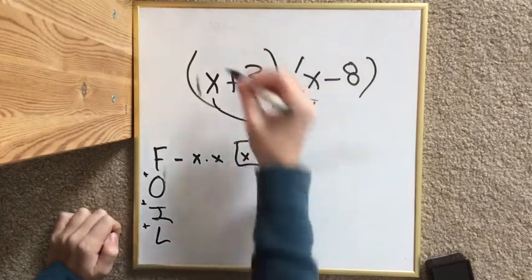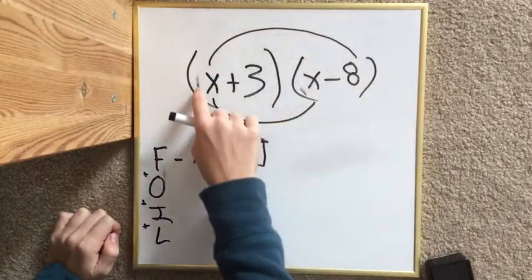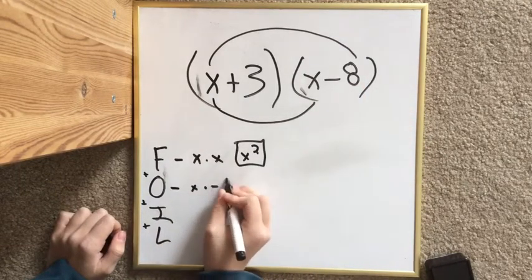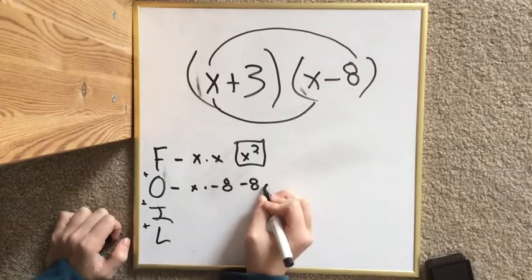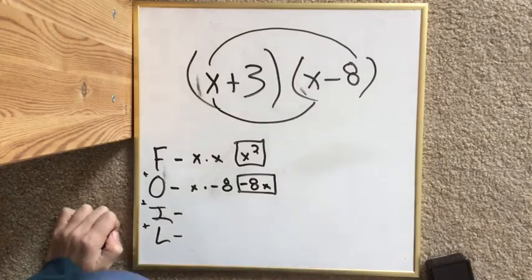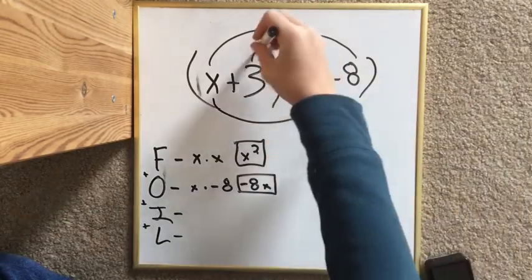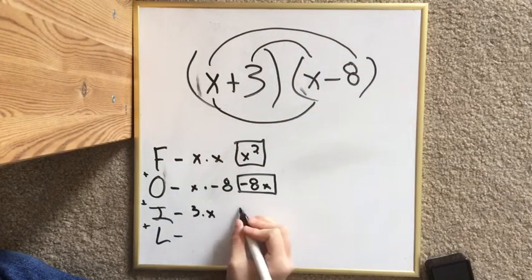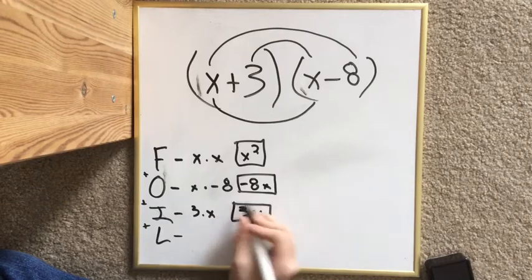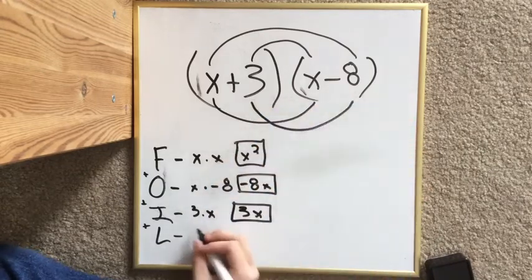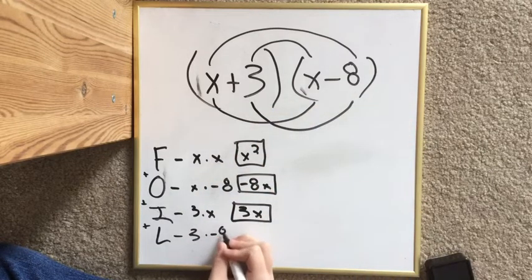So you might have already figured out O is outer, so we've got negative 8 times x, or x times negative 8. So we get minus 8x. Okay, I is inner. 3 times x are our inner terms, so they're on the inside of the equation. 3 times x, so we get 3x. And then L is last: 3 times negative 8. So that is minus 24.